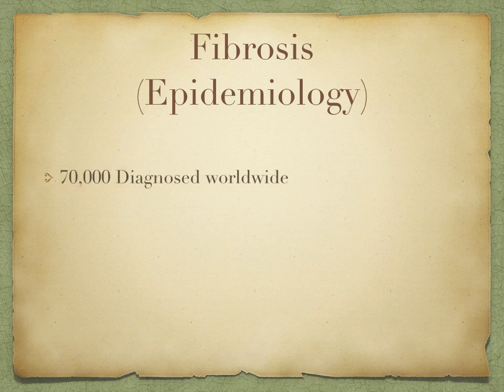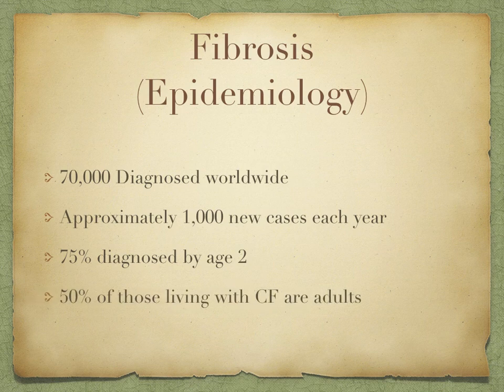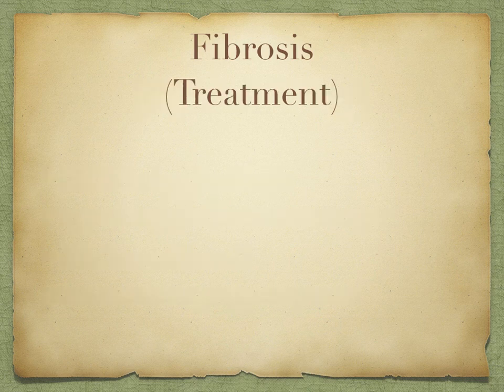There are about 70,000 diagnosed cases worldwide. We get about 1,000 new cases each year. 75% are diagnosed by age 2. That's because of the testing that's implemented at a very early age. And 50% of those living with CF are adults, which is just saying that our treatment is providing longer life expectancies and quality of life.